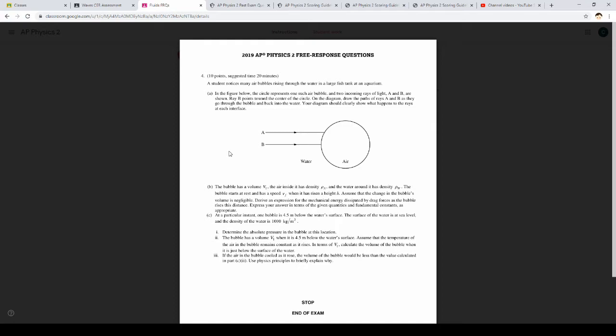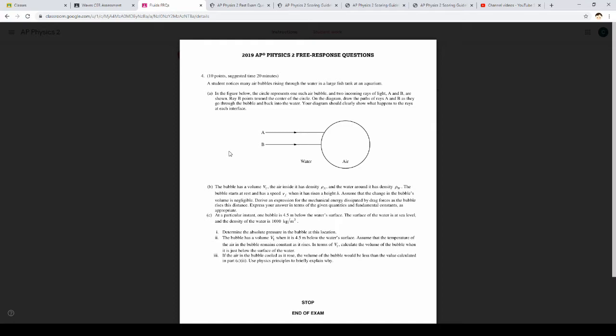Part B, the bubble has volume V1, the air inside it has a density of rho A, and the water around it has a density of rho W. The bubble starts at rest and has a speed Vf when it has risen to a height h. Assume that the change in the bubble's volume is negligible. Derive an equation for the mechanical energy dissipated by drag force as the bubble rises this distance. Express your answer in terms of given quantities and fundamental constants as appropriate.